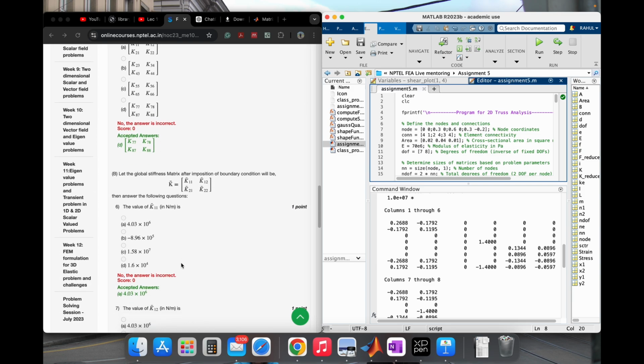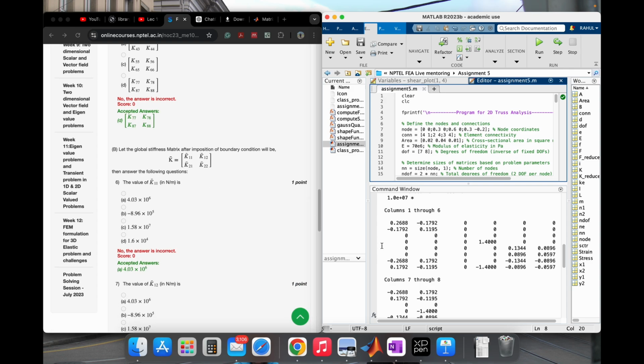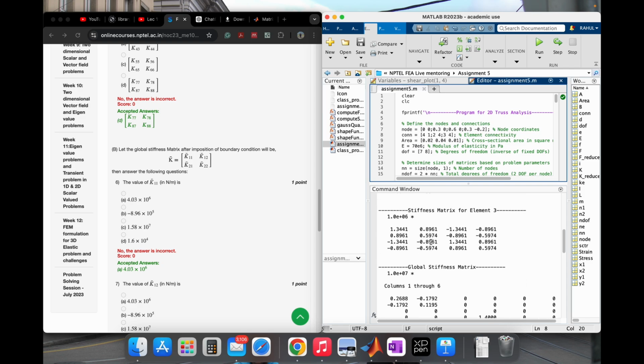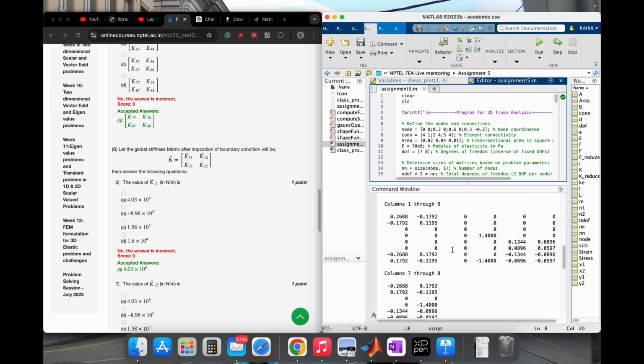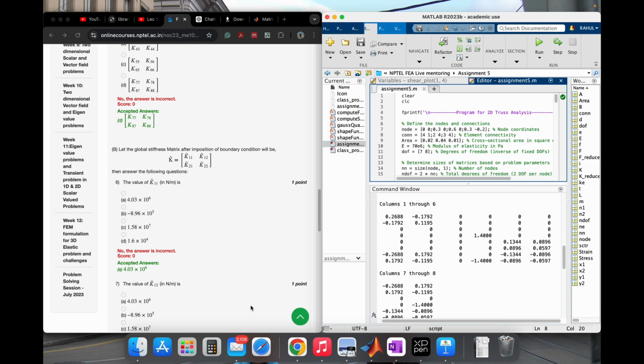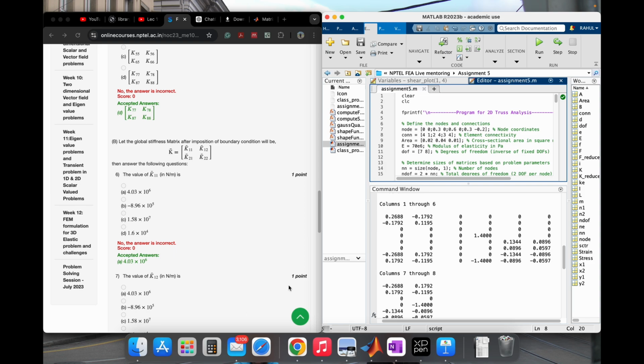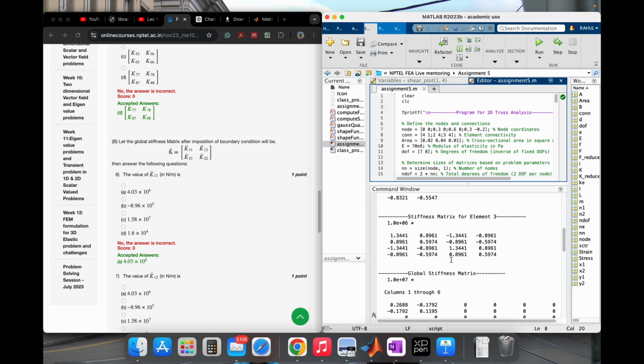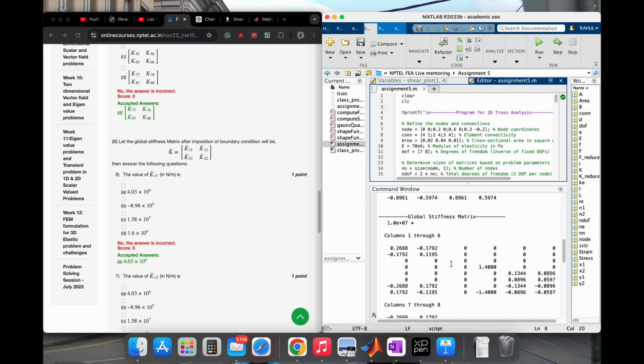Now it is saying, for the global stiffness matrix after the imposition of the boundary condition, what will be the K11. So let's see what is the case. For element K11 after imposition of the boundary condition, what will be the K11. So here we will see after the imposition of the boundary condition. So where is that?